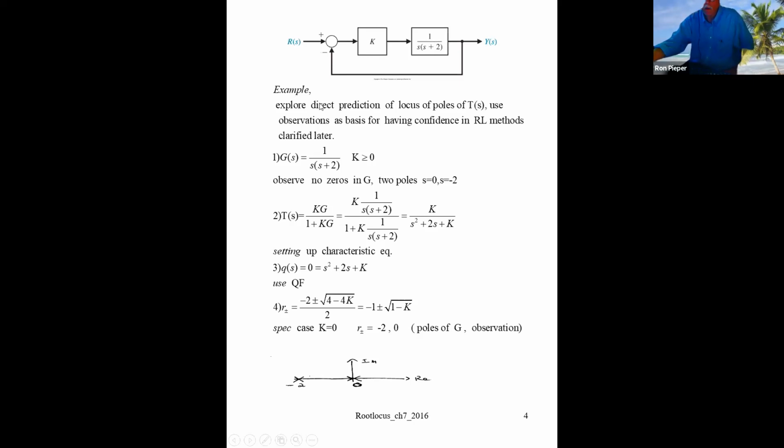The example is pretty much to explore the prediction of root locus, the locus of poles for the T of S, using observations. What we're going to do is not actually use the rules. We're going to go back to first principles and point out along the way what some of those rules are, to get some confidence that you could have come to the same conclusion just by making that observation. So this is kind of a going back to first principles approach.